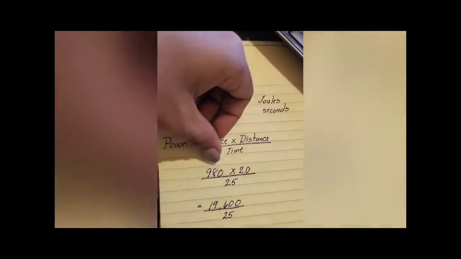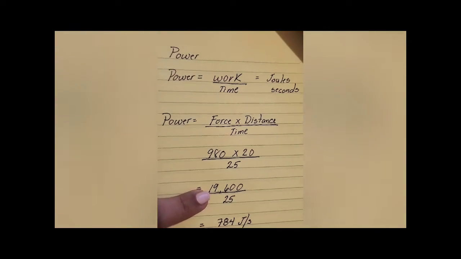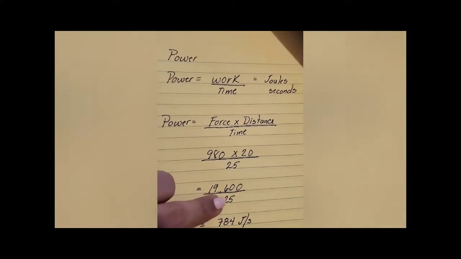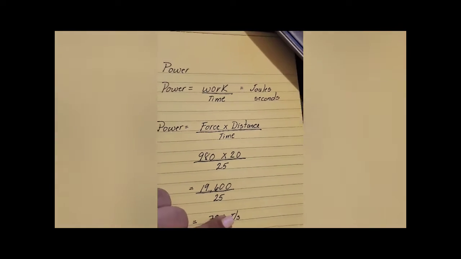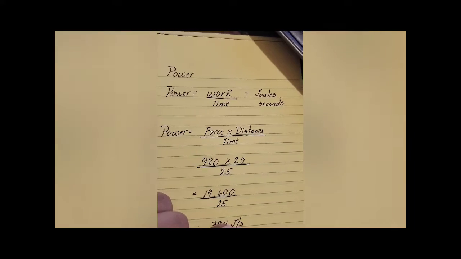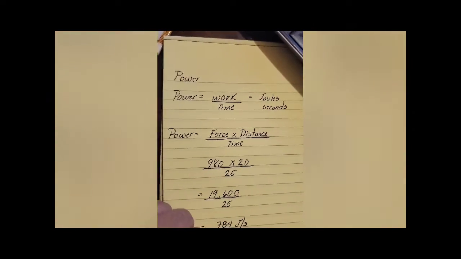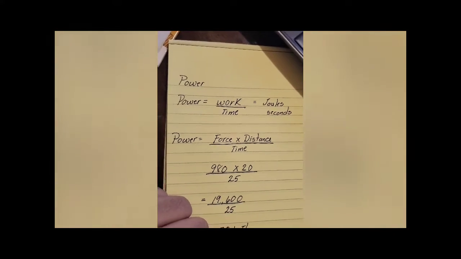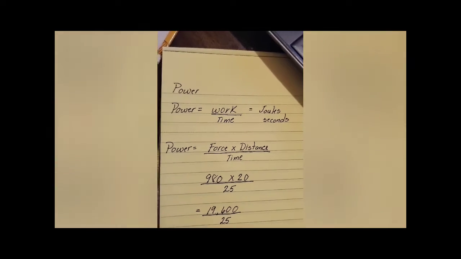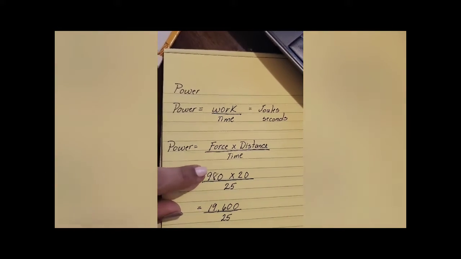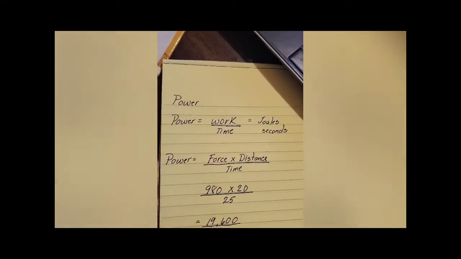The first thing that you do is multiply what you have on top. Here is what you get, 19,600. And this, you are going to divide by 25. Your final answer is going to be 784 joules per second. You need to have the J, which represents joules, then put a little dash, and place the S for seconds. What do you need to do in order to solve these problems? You need to look for the values and then just place them in the correct position where they go.